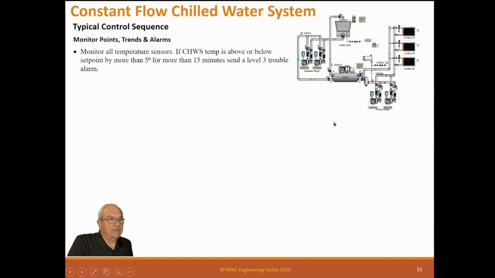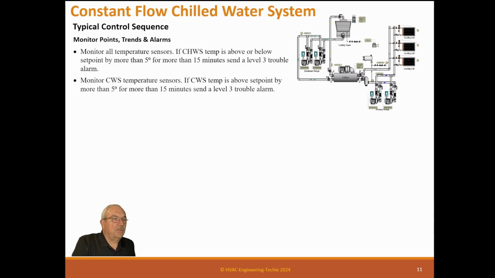All right, maintain the temperature sensors. Monitor all temperature sensors. If the chill water supply temperature is above or below set point by more than 5 degrees for more than 15 minutes, send a level 3 trouble alarm. Monitor the condenser water temperature sensors. If the condenser water temperature is above set point by more than 5 degrees for more than 15 minutes, send a level 3 trouble alarm. Alarm all equipment fan failure, or all run equipment failure, for a level 2 alarm.